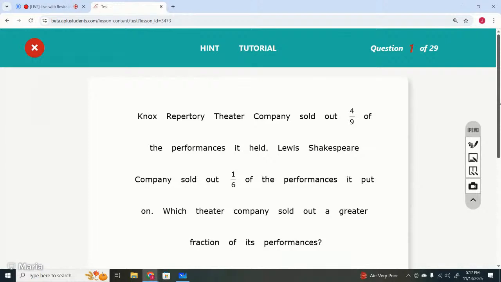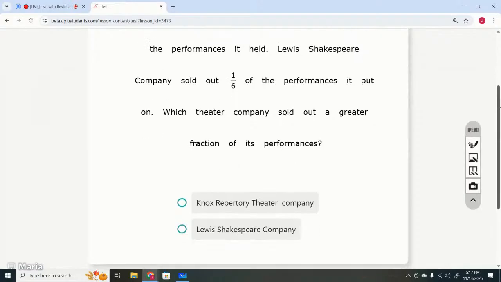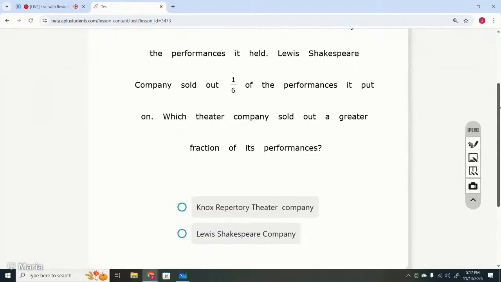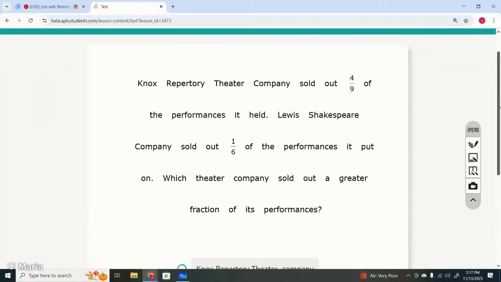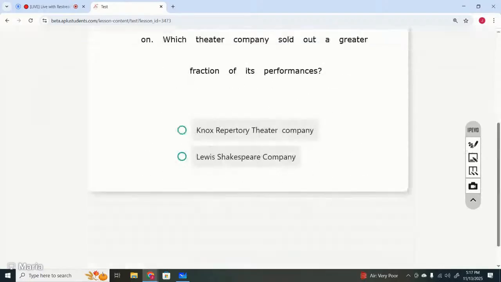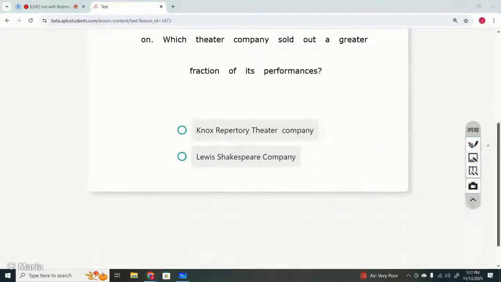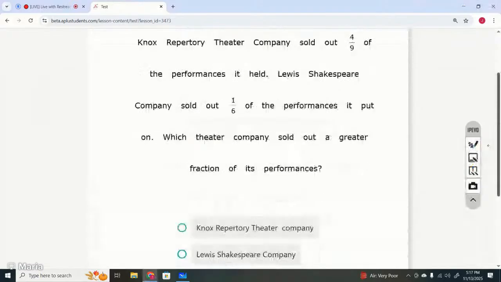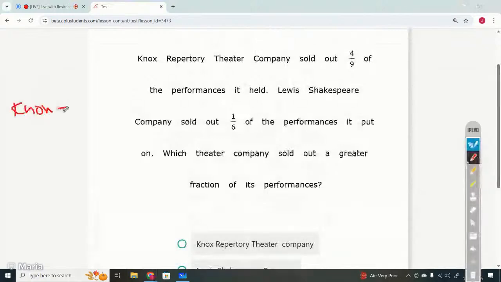Knox Repertory Theatre Company sold out 4/9 of the performances it held. Lewis Shakespeare Company sold out 1/6 of the performances it put on. Which theatre company sold out greater fractions of its performances? So the Knox company has 4 by 9 and Lewis has 1 by 6.